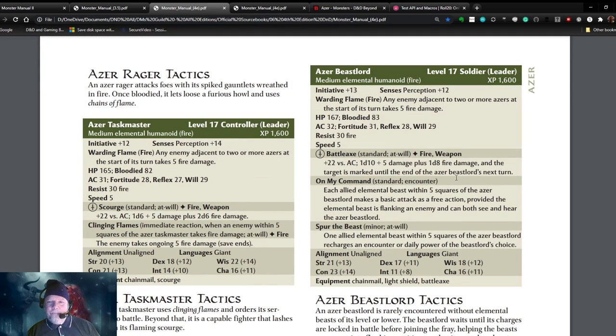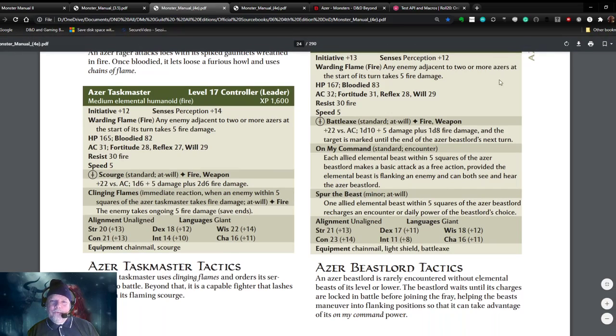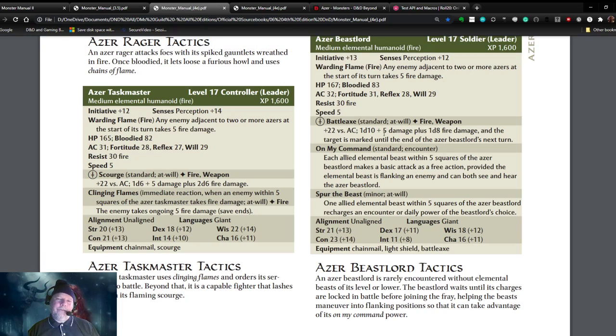And the Azer Beastlord is a level 17 soldier. 167 hit points, AC 32. They have a big battle axe, plus 22 versus AC, 1d10 plus 5, plus an additional 1d8 fire damage, and the target is marked.